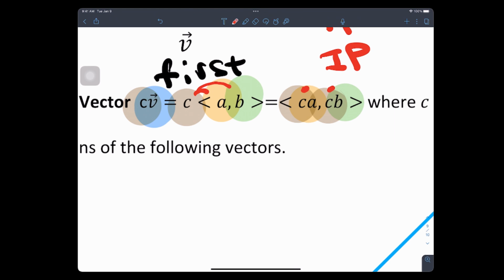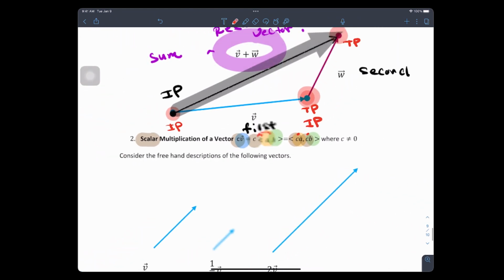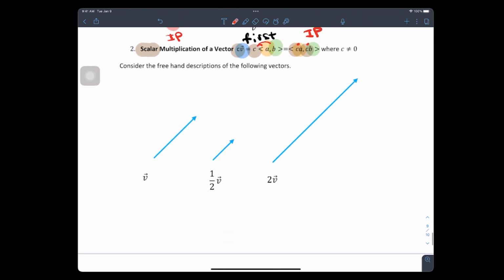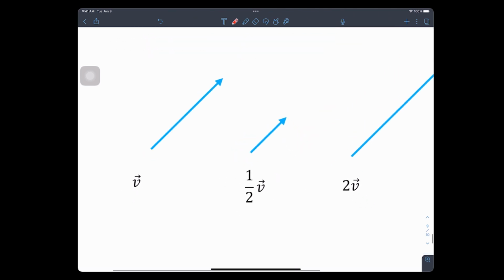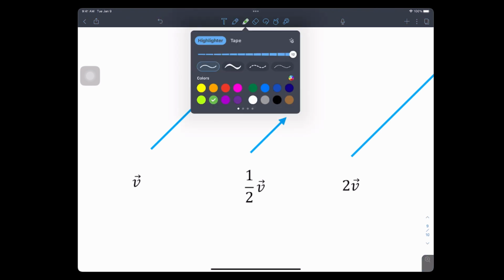So this is called scalar multiplication. Now, if you said, what is the physical meaning of this in terms of a picture? Okay. Consider the freehand description. So if I said, here's vector V, okay, here's my original vector.